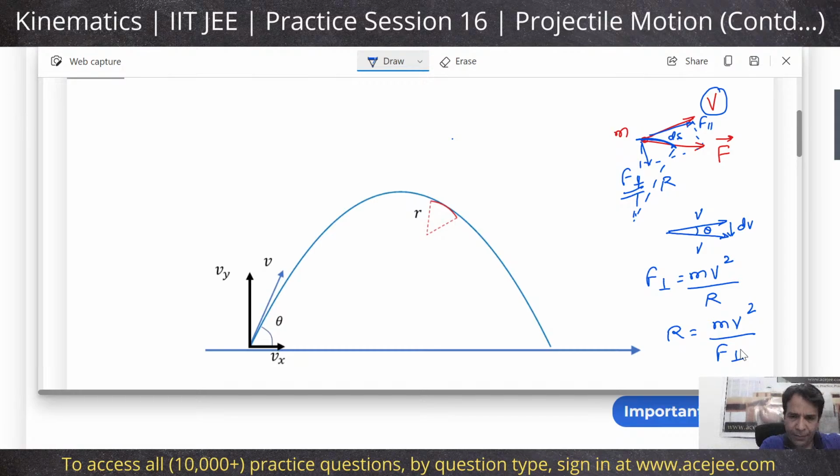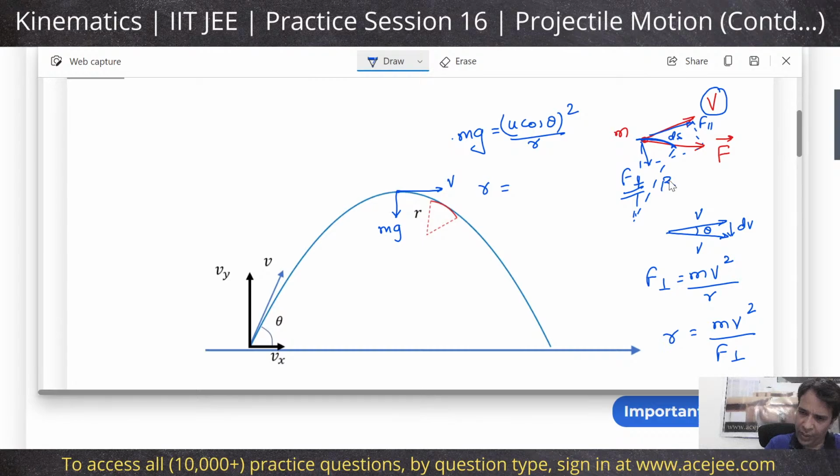So if somebody says, give me the radius of curvature at the topmost point, well, at the topmost point, the whole of mg is acting perpendicular. So here I can say mg is equal to m times v at the top, which is simply u cos theta, squared, divided by r. So this is the radius of curvature r. Let me use small r, because otherwise someone might think we are talking about the range. I'm going to write this as small r everywhere.